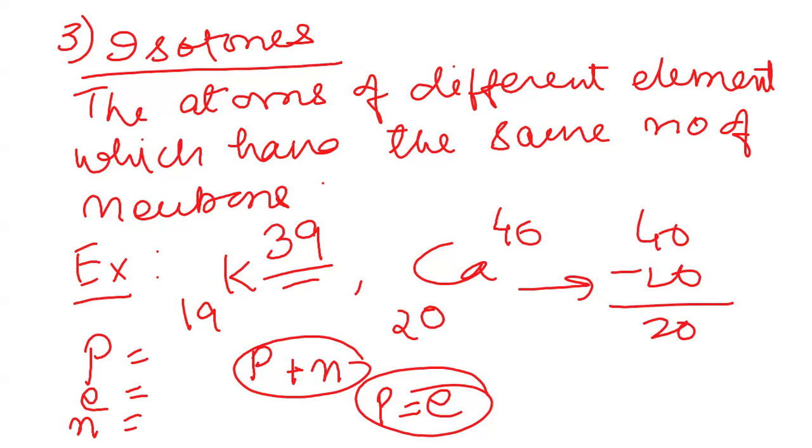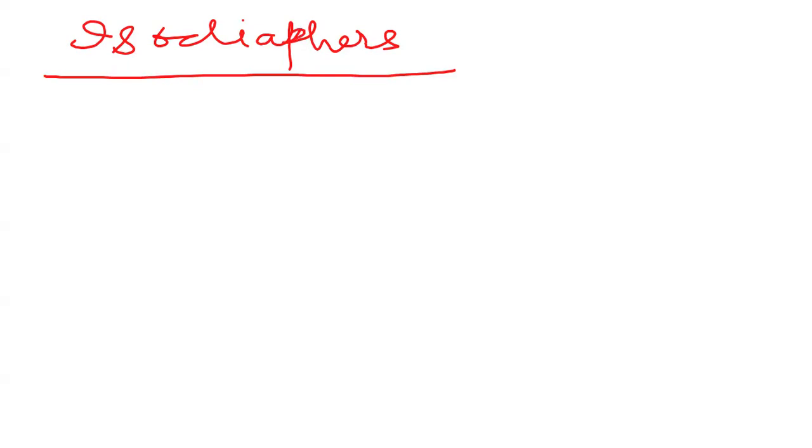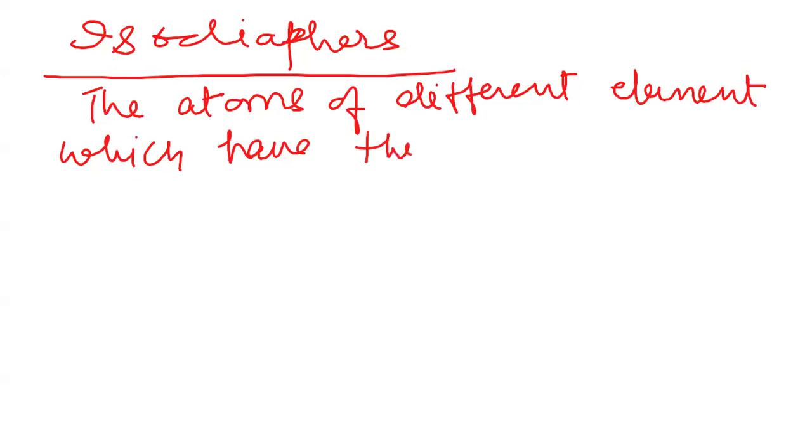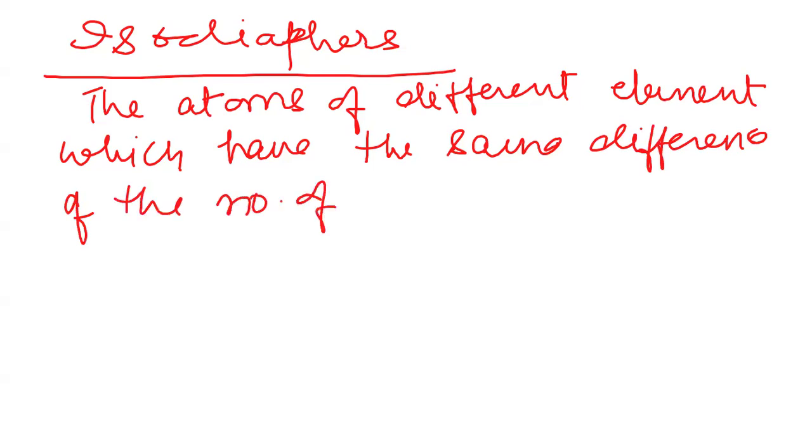Now next is isodiaphers. What are isodiaphers? Isodiaphers are the atoms of different elements which have the same difference of the number of neutrons and protons.